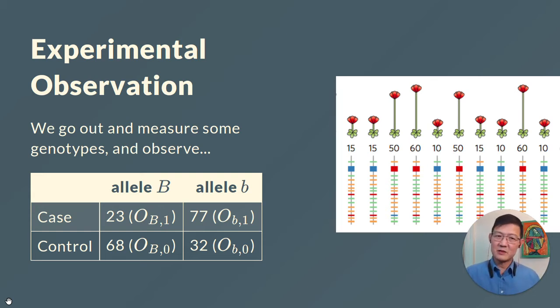We go out to the field, we look at our field of poppies, and we see some poppies are tall, some poppies are not, and we genotype them, and we observe the following table. So there are 23 cases with the major allele, 77 cases with the minor allele, and so on and so forth. We label these numbers here as O for the observed values, and again, indexed by the big B, little b, and cases being 1 and control being 0.